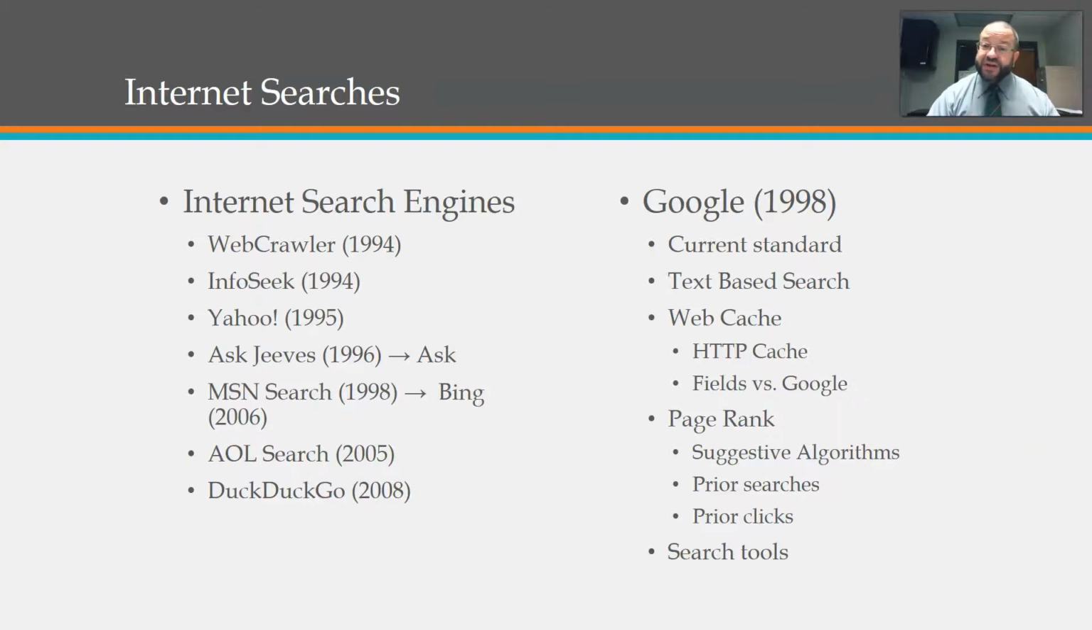It is the current standard. So even almost 22 years later, Google is the current standard. Now, why is it the current standard? It's because it uses a text-based search, all right? It means it is searching the text based off of what you type in, and it looks for all of the words you type in unless you tell it to look for something else, right?